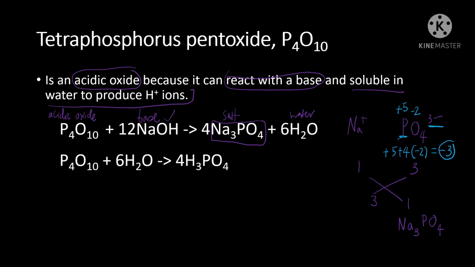Tetraphosphorus pentoxide, the acidic oxide, is also soluble in water. When it dissolves in water, an acidic solution of phosphoric acid is being produced.